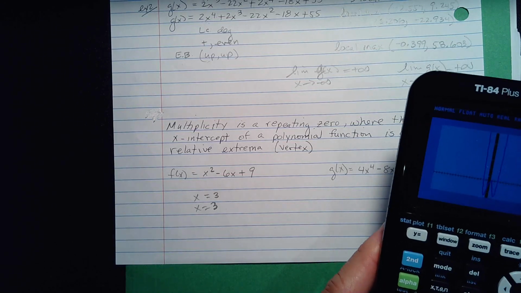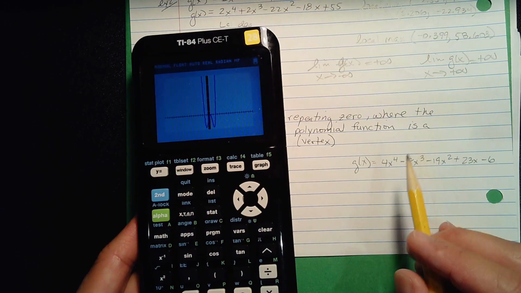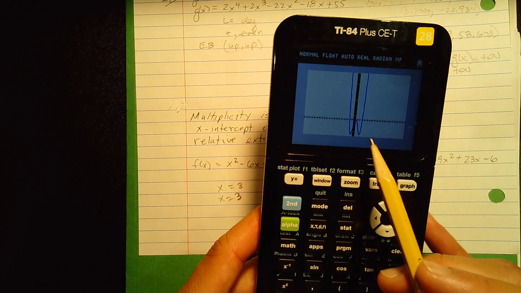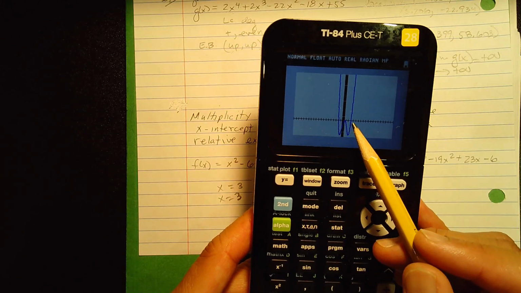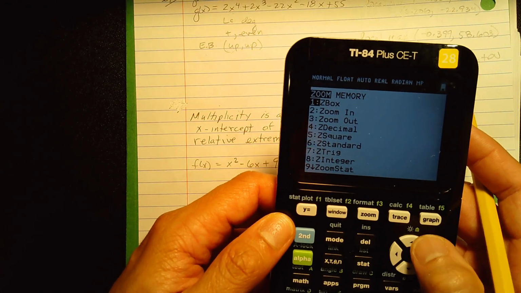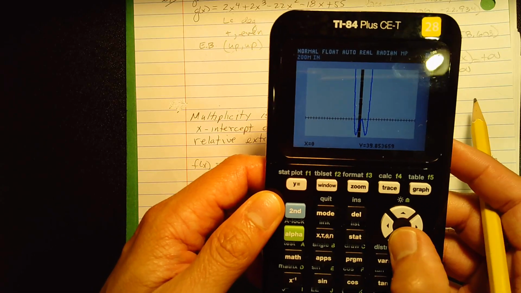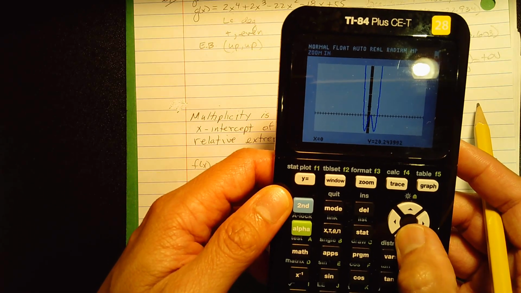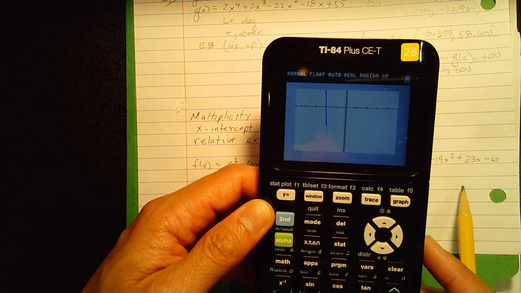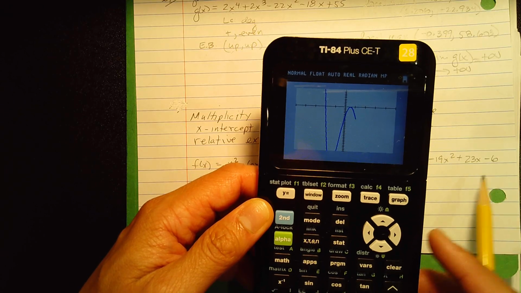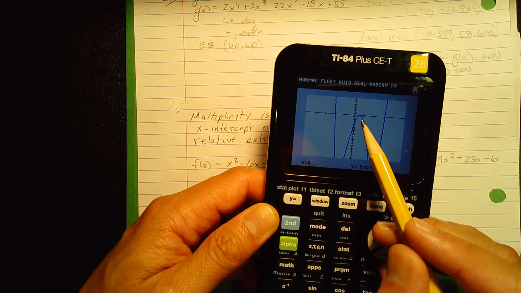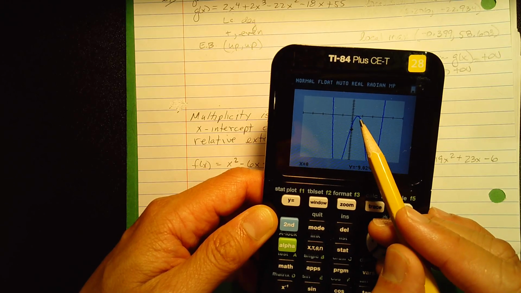Okay, so if the highest degree is 4, there should be 4 solutions, a combination of reals or imaginaries. But you can see that the graph only crosses the x-axis 3 times. Okay, but we should have 4 solutions. Well, here it is. I'm zooming in. There. So this local max is a vertex on the x-axis.